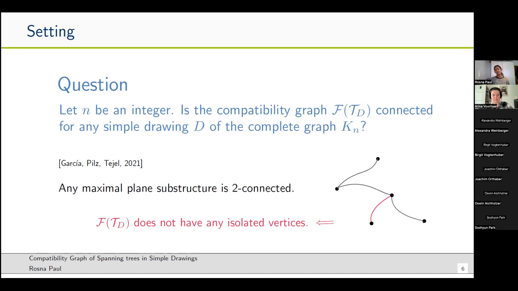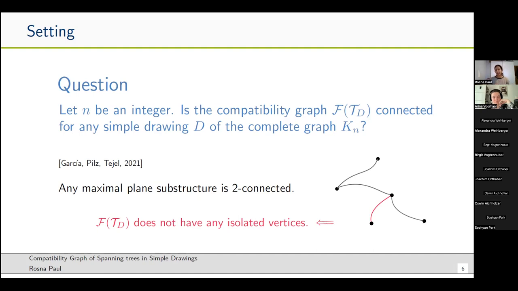But it doesn't say anything about whether the compatibility graph is connected or not. But we can use this method to form a path. For example, if you have a tree, then choose one edge which is compatible to the tree and add it to the graph and remove something. You will get a new tree and repeat the process. This will give you a path in your compatibility graph. And this operation, you can view it as an edge flip. You add one edge and you remove one edge. So it's a kind of an edge flip.